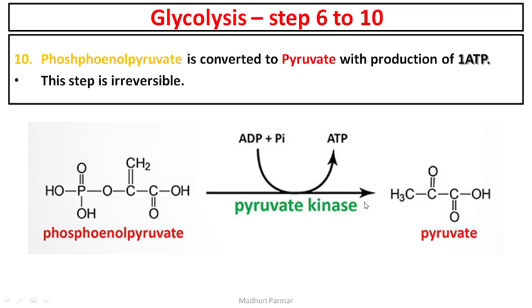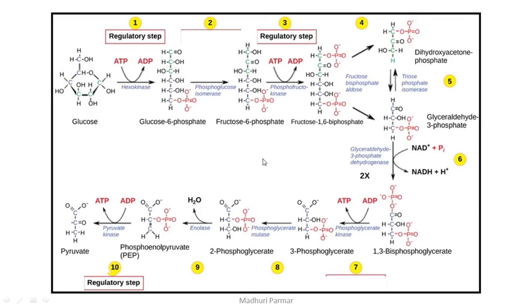This step is again irreversible. All the steps where ATP is included are irreversible. So this is the whole process, the whole reaction of glycolysis. Glucose to glucose 6-phosphate, glucose 6-phosphate to fructose 6-phosphate, fructose 6-phosphate to fructose 1,6-bisphosphate. So you added two phosphates here, okay? You used 2 ATP during these reactions.